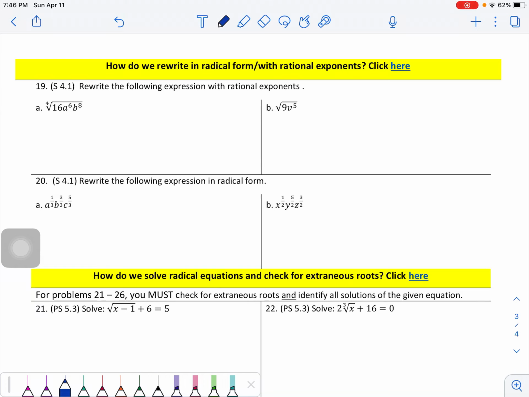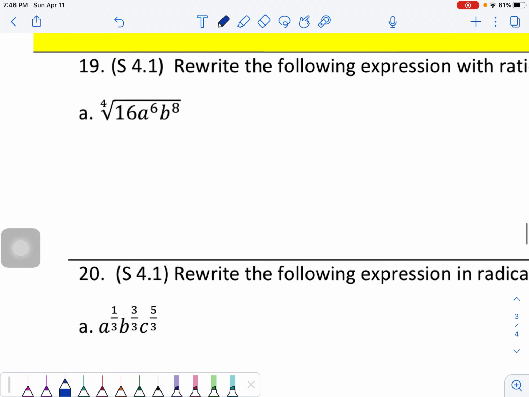All right, page 3 of the study guide. We're going to start by converting from radical expressions to rational exponents and vice versa, so work back and forth. So problem number 19, part A, I'm going to zoom in.